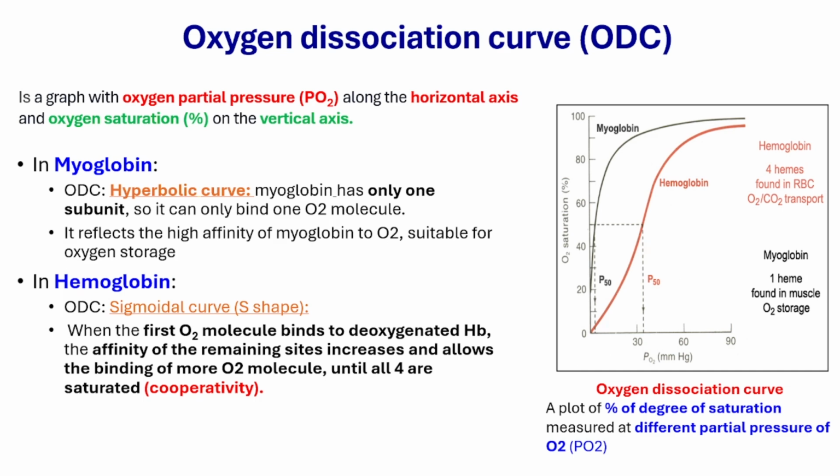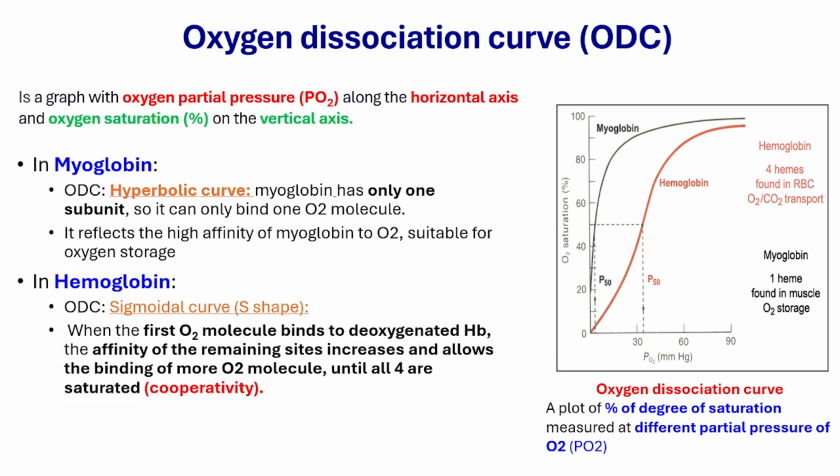You know what cooperativity means? No? Okay, what does cooperativity mean in general? So this is where one helps the other one. One molecule of oxygen will help the other one to bind to the molecule of hemoglobin. So this is a kind of cooperation between the molecules in order to bind to the hemoglobin. Okay, clear?